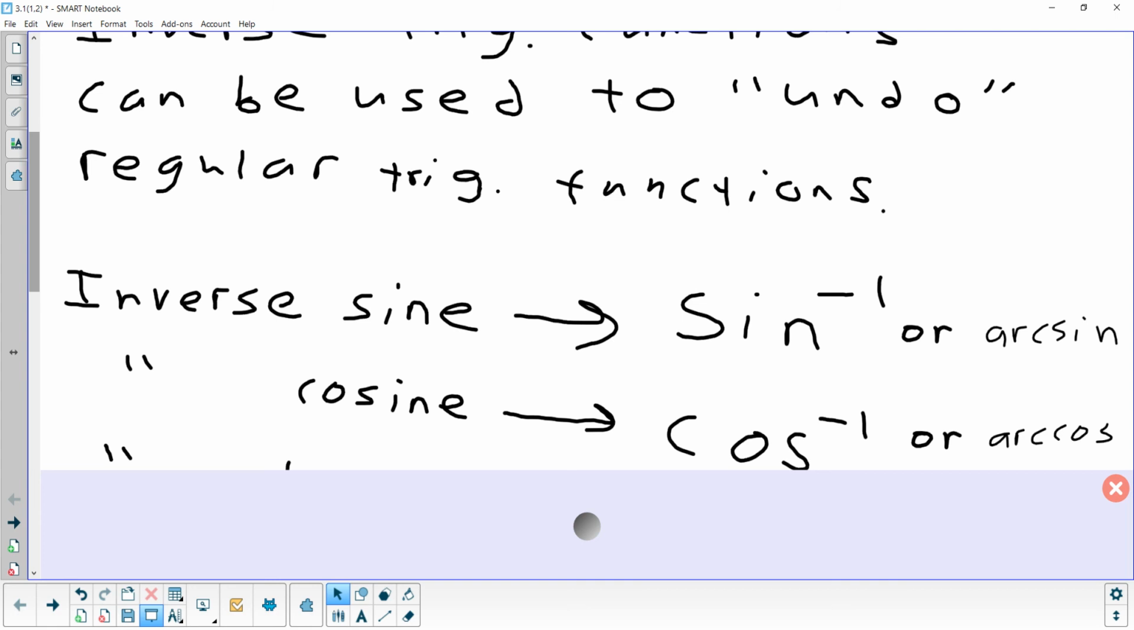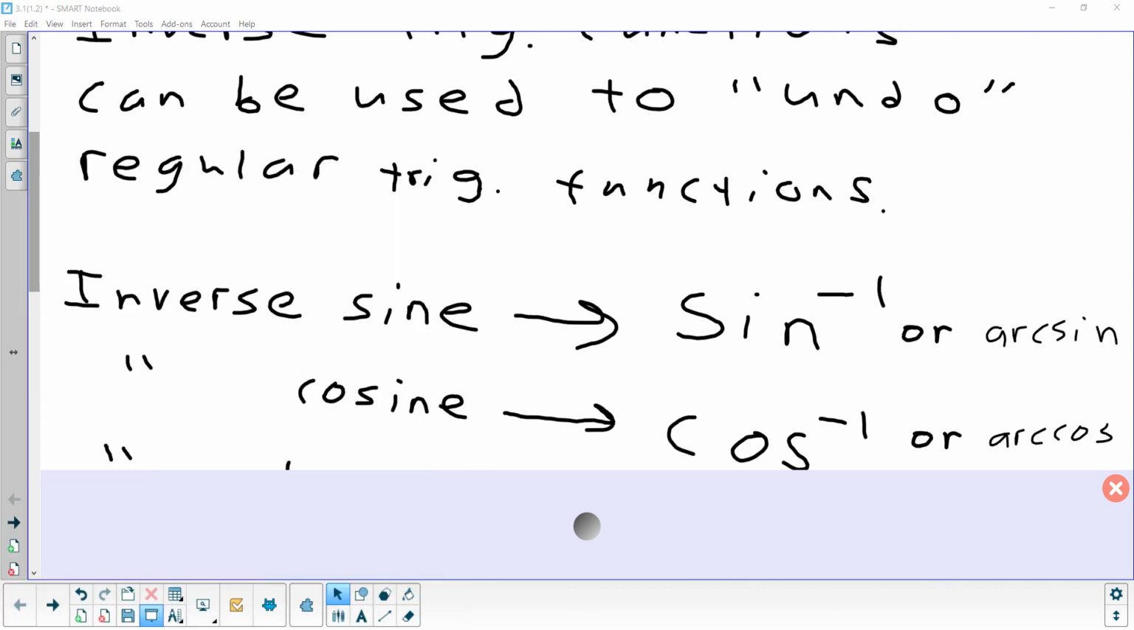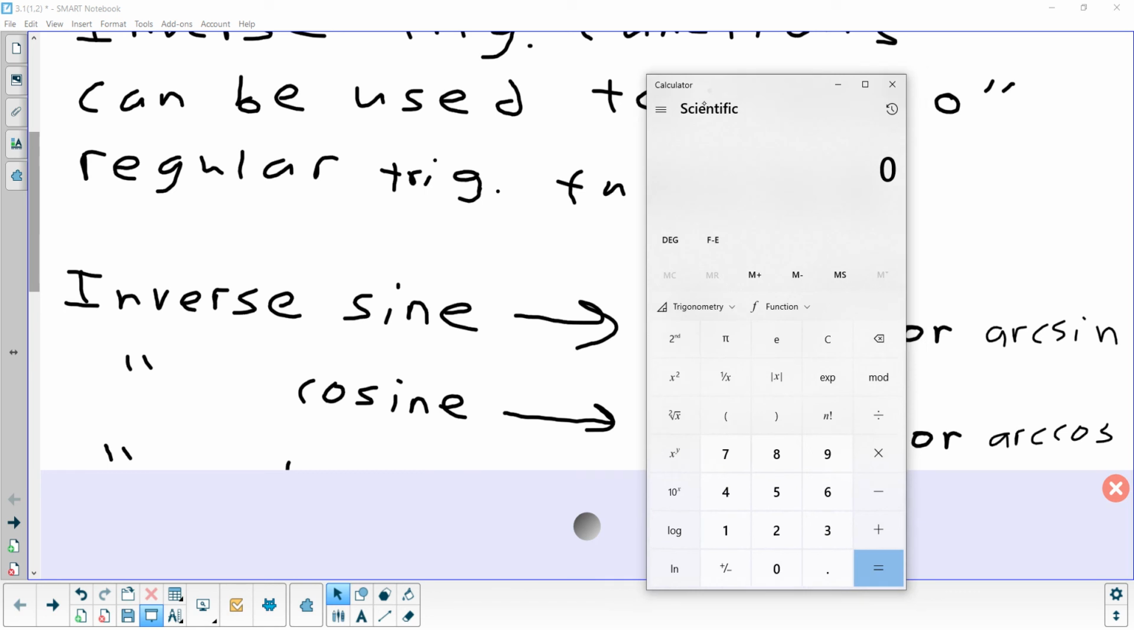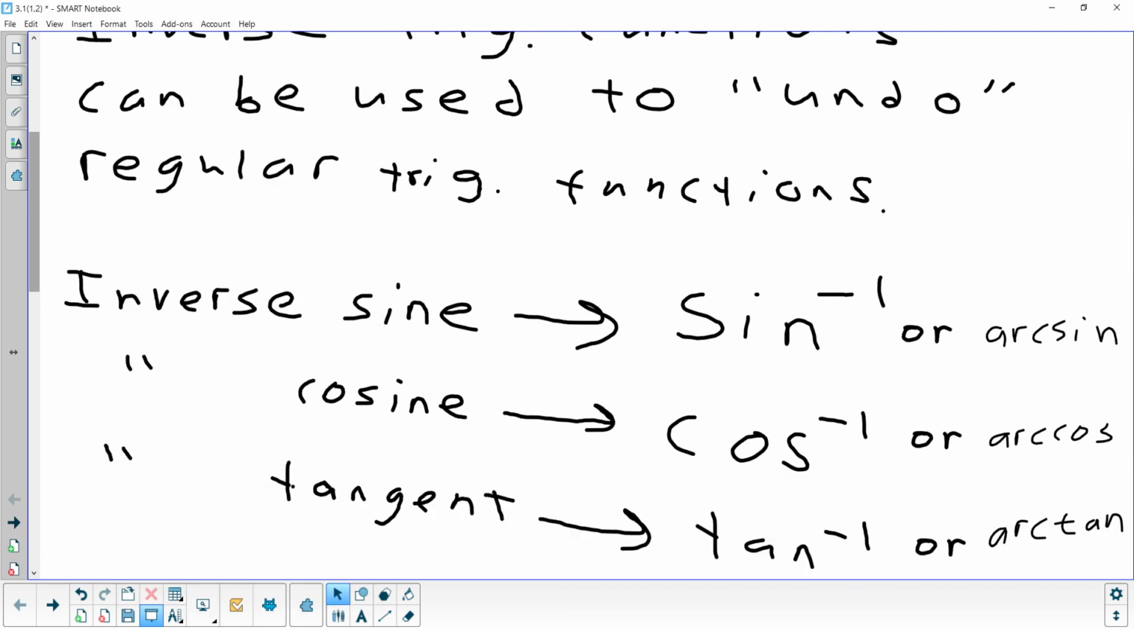Same thing for inverse cosine. You can write it as cosine with the -1, or you can write it out as arc cosine, A-R-C-C-O-S. Check the calculator on the computer and see what symbol it uses. So it uses the -1 as well. And same kind of idea for tangent. Those are the three that we're going to focus on with inverse trig.